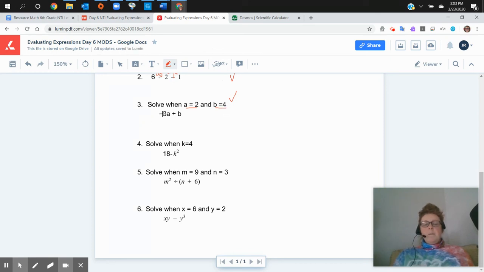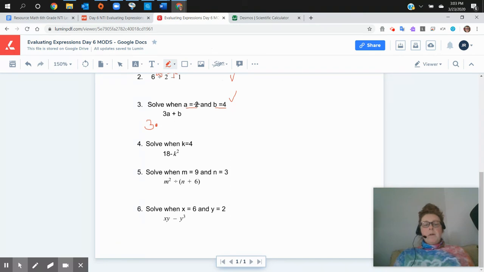So then I'm going to come down here and I'm going to substitute. I'm going to write my 3. And the A is right beside the 3. So there's no operation sign in between the 3 and A. We know that means we're going to multiply. Remember, side by side, we multiply. That little dot, remember in 6th grade, means to multiply.